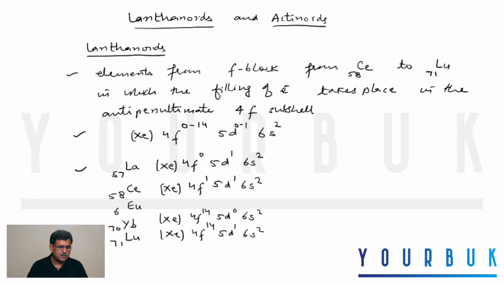The next one is europium, atomic number 63, where the configuration is xenon 4f7, 5d0, and 6s2. Again in this case one electron jumps from 5d to 4f to make the 4f half filled and gives extra stability to the element in the ground state.